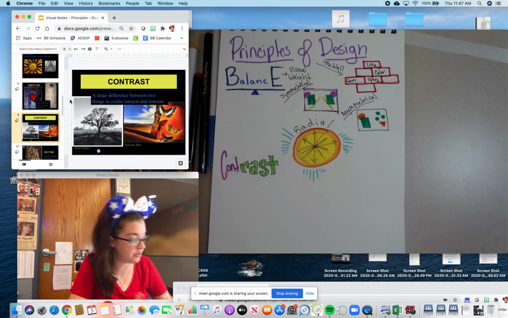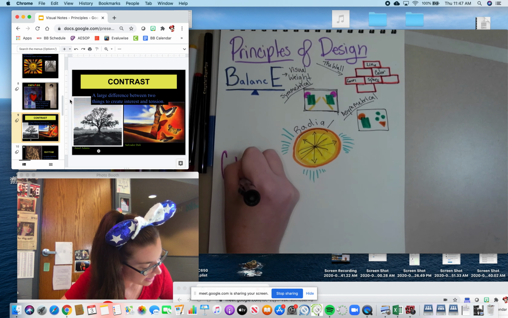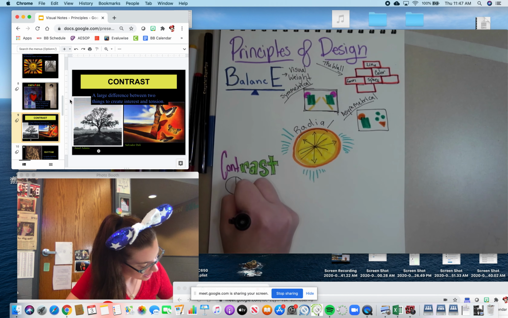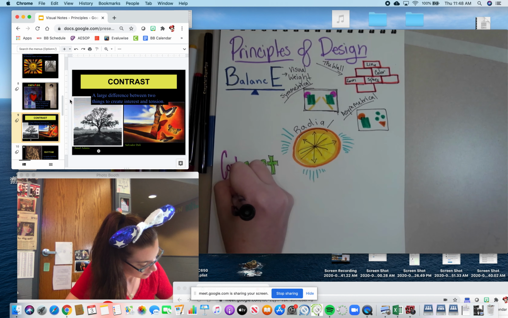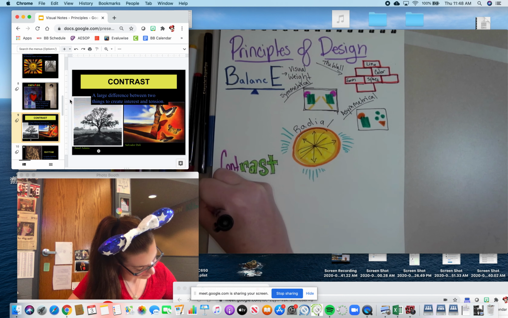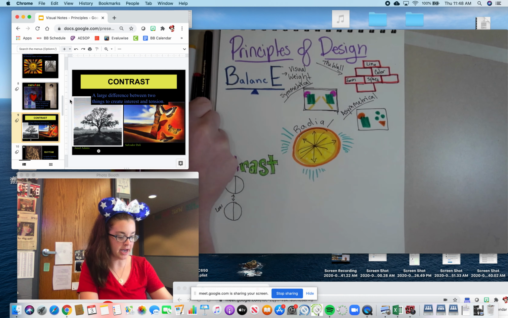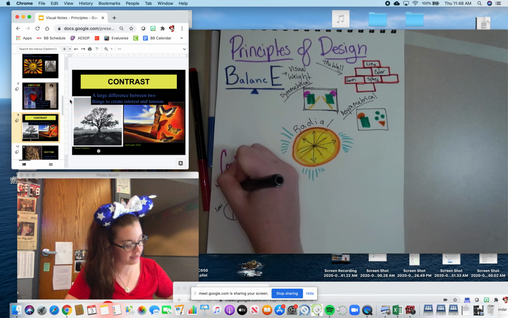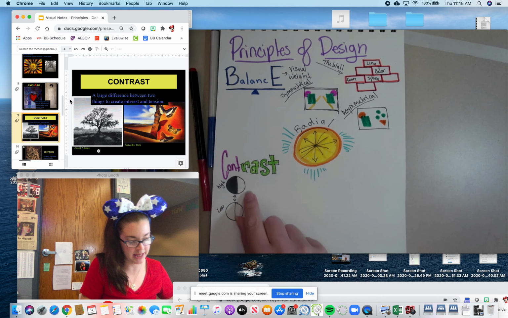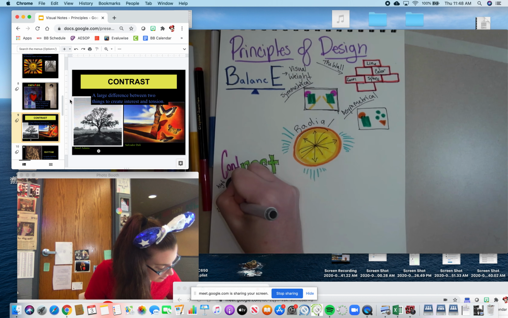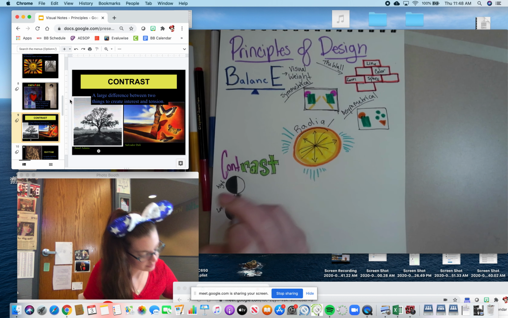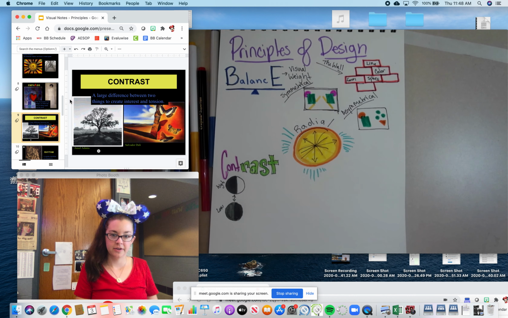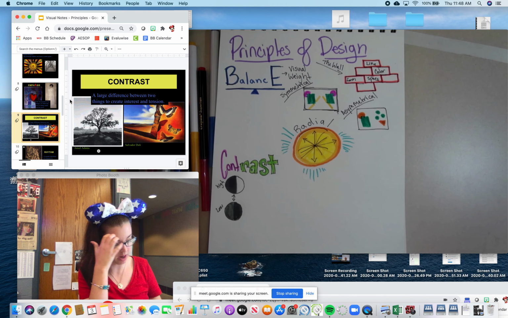Most of the time when we talk about contrast, we're talking about contrast of the element of value, meaning contrast of light and dark. So there is high contrast and low contrast. High contrast, and this is of value, is really, really dark blacks next to really, really bright lights. Low contrast is where the values stay closer together. So there's not as much difference between the value or color or line.